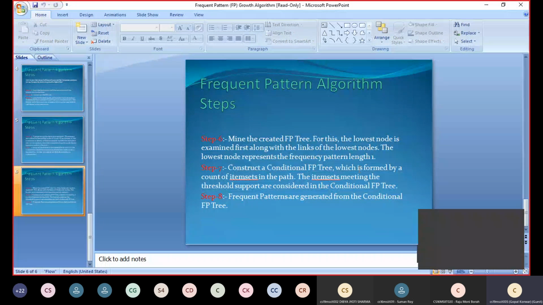Now the number 7 step is to construct a conditional FP tree, which is formed by the count of item sets in the path. The item sets meeting the threshold support are considered in the conditional FP tree. The last step is that frequent patterns are generated from the conditional FP tree.